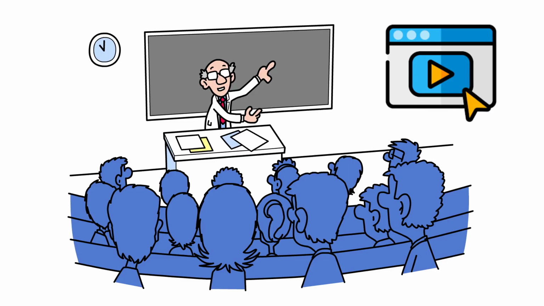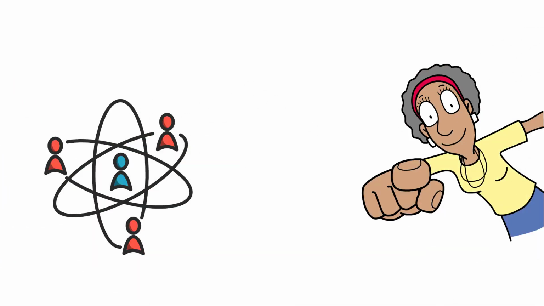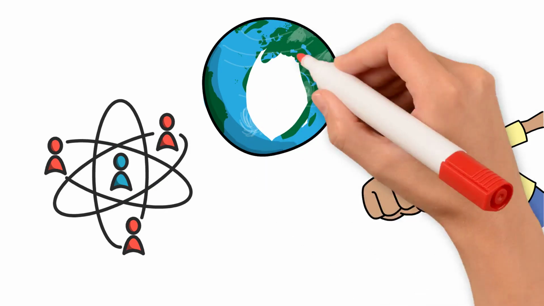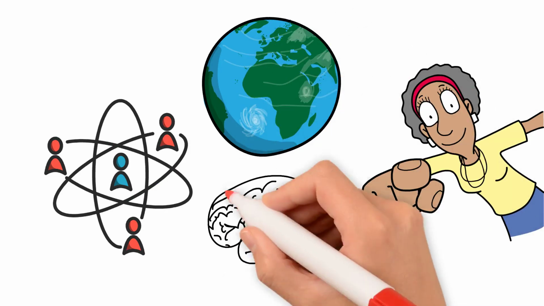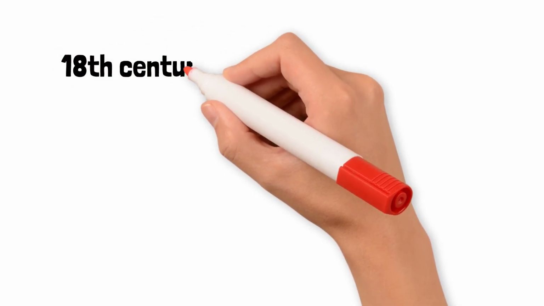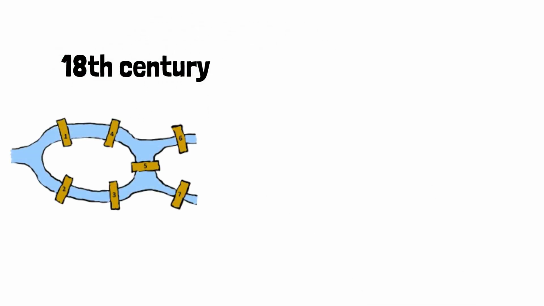Today, we're exploring one of the most fascinating areas of modern mathematics: graph theory and network science. It's the study of connections, and as you'll see, connections are at the heart of how our world and even our minds really work. Let's start with a simple puzzle from the 18th century, the 7 Bridges of Königsberg.